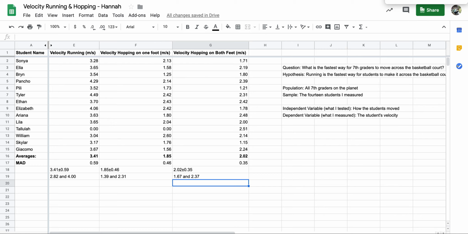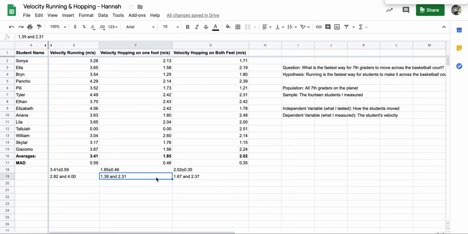If I want to talk about all 7th graders, my average isn't really exactly 3.41. Instead, it's this range. Now, the good news is the ranges for the velocity running and the velocities hopping don't overlap at all. Even the slowest I think my average for running could be, 2.82, is still faster than the fastest I think my velocity hopping could be, either on 1 foot or on both feet. So I can confidently say that there is a statistically significant difference between the velocity of students running and the velocity of students hopping on either 1 foot or on both feet.